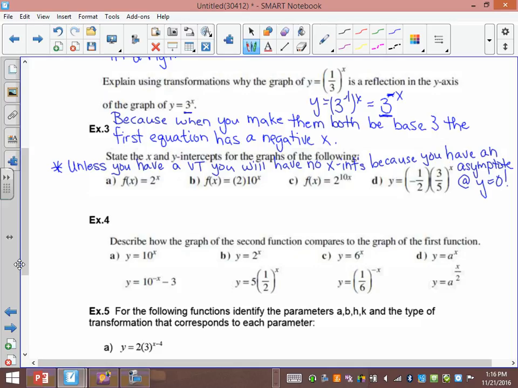Do any of these have a vertical translation? f(x) equals 2 to the x. It would have to have plus something at the back, does it? No. It would have plus 0 at the back. f(x) equals 2 times 10 to the x, I have a plus 0. y equals negative a half, (3/5) to the x, I have a plus 0. So all of these have no x-intercepts. Every single one of them.